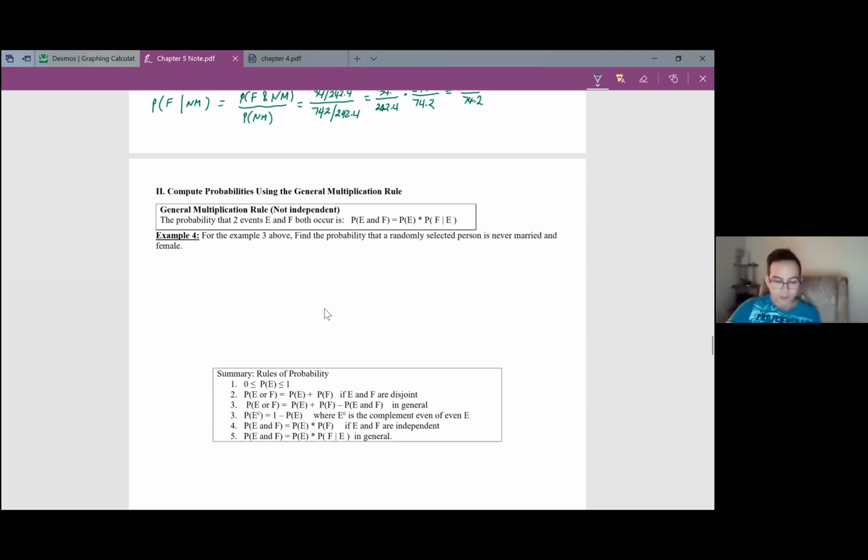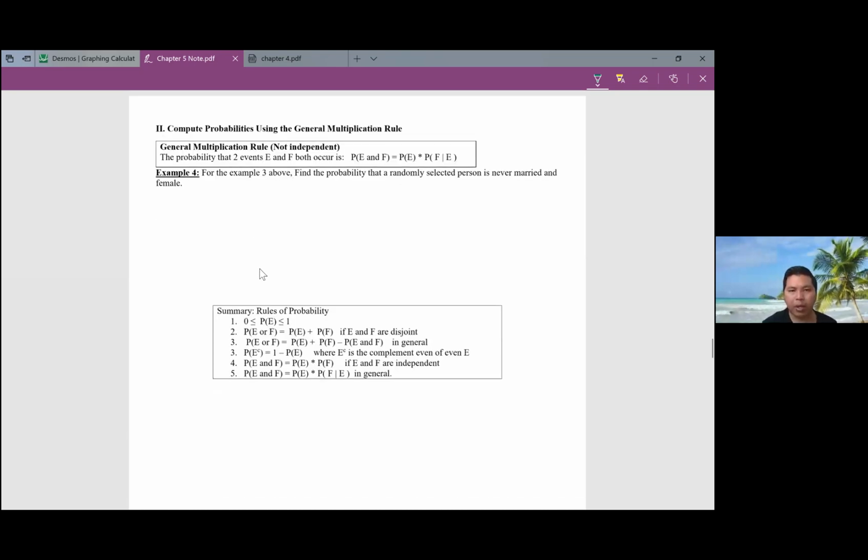I think so, yes. So now if they are not independent, we have to take P of E times P of F given E, and that will give you P of E and F, all right? So in general, that's what we do.